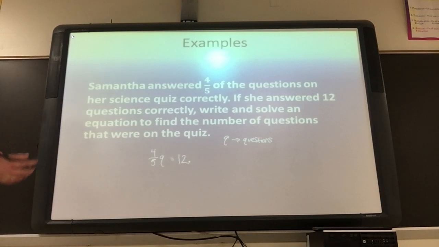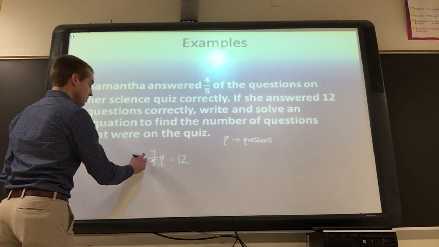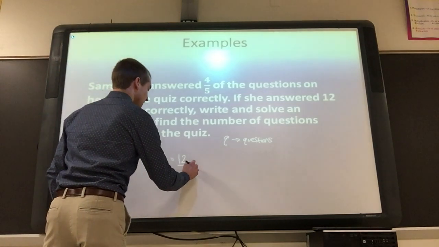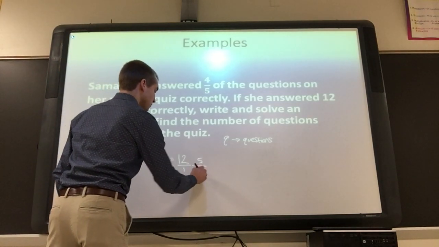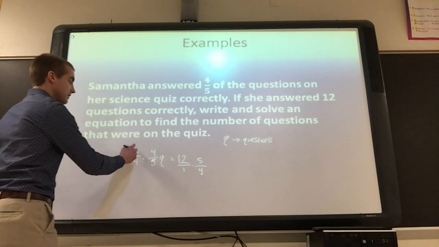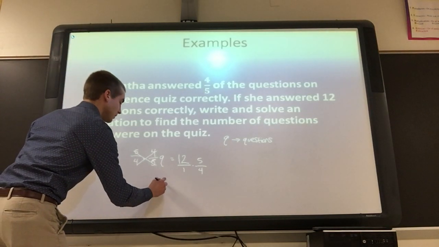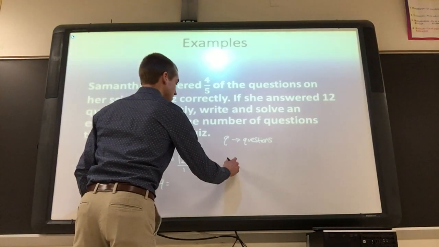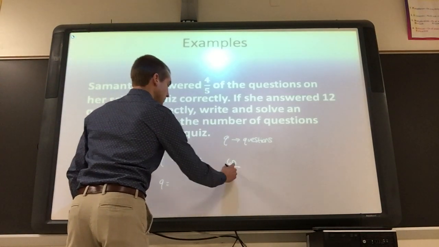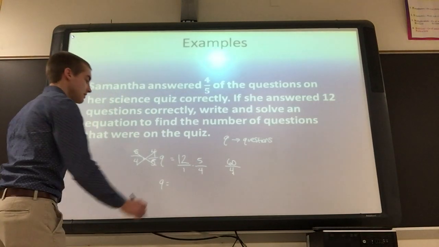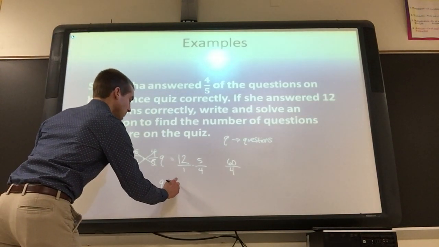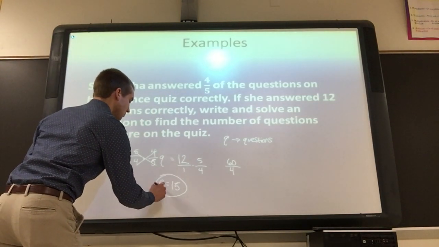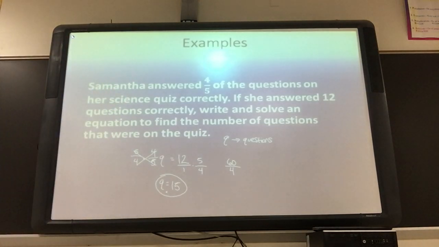So how many total questions were there on the quiz? We would take and multiply both sides by the reciprocal, multiply by 5/4. That's going to cancel these out, leave us with 1Q. We do 12 times 5, which gets us 60, and then 1 times 4 is 4, and 60 divided by 4 would be 15. So there were a total of 15 questions on the quiz, and Samantha answered 12 of those correctly.